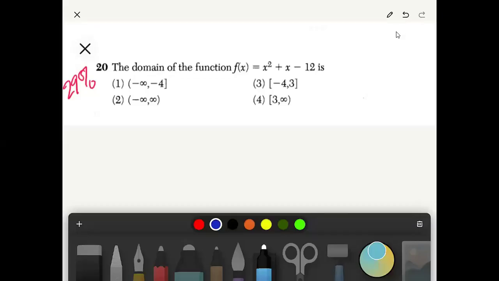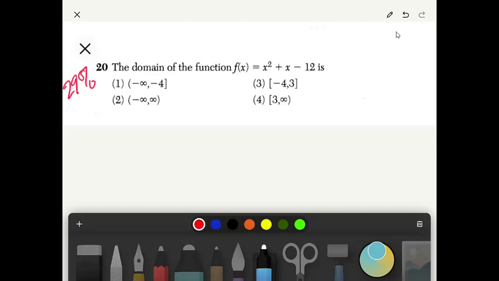All right, guys, this is Mr. H again. This is question 20 from the June 2023 Regents exam. This is a pretty straightforward question. If you understand domain, you don't really need to graph this because it's a quadratic, and it's going to be a smiling quadratic.